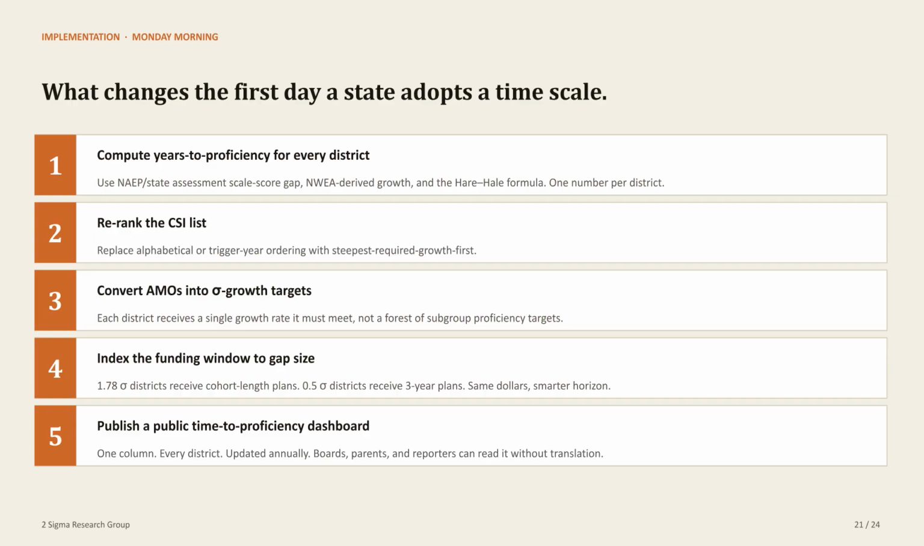On day one of adopting a timescale, states can compute years to proficiency for every district, re-rank the CSI list based on required growth, convert annual goals into sigma growth targets, index funding windows to gap size, and publish a public time to proficiency dashboard.